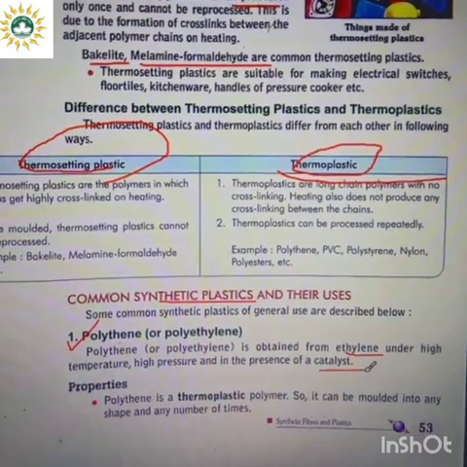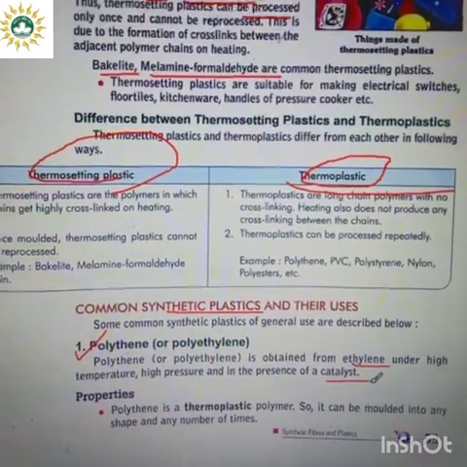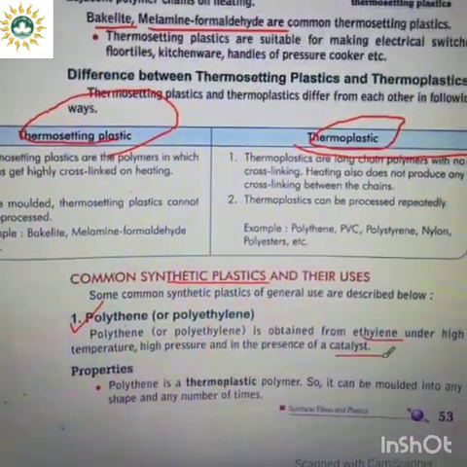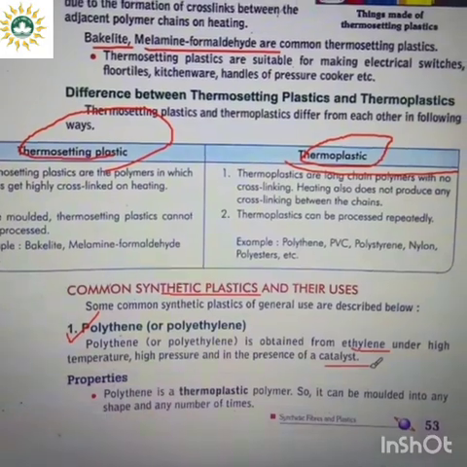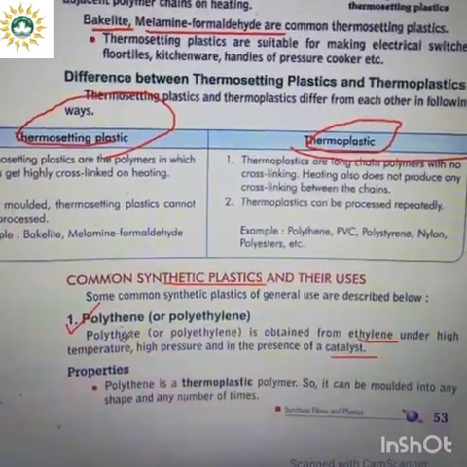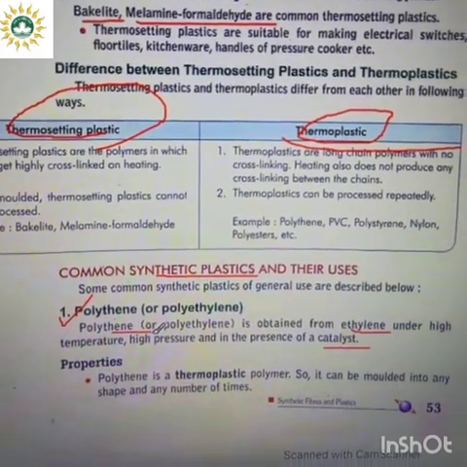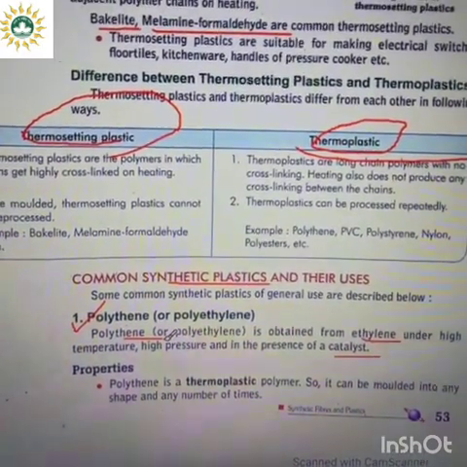Whenever a catalyst is added, it enhances the reaction. So to speed up, to fasten the reaction, a catalyst is given. So ethylene under high temperature and pressure, and in the presence of a catalyst, what is obtained from it? Polyethylene, that is polythene, polymer plus ethylene.